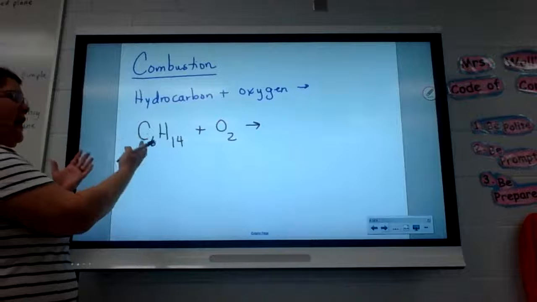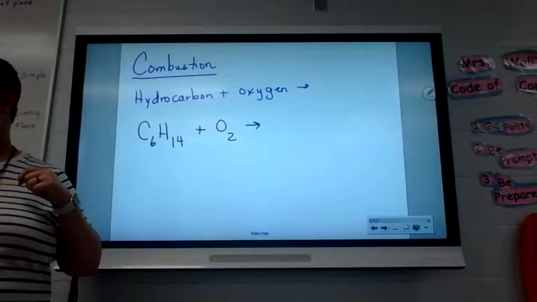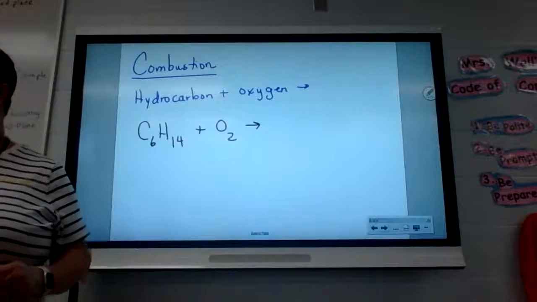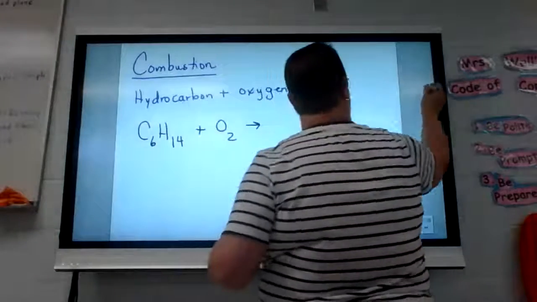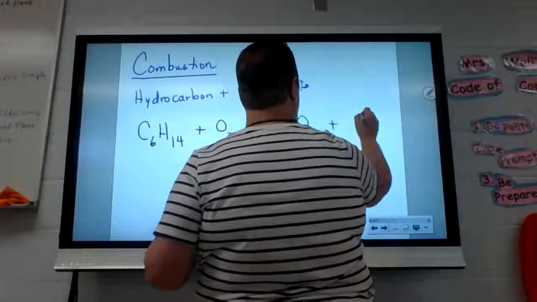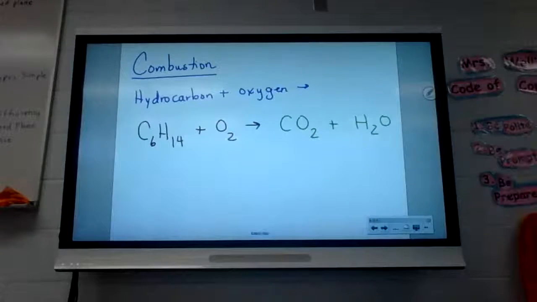So when you see a hydrocarbon plus oxygen, you should know it's what kind of reaction. Combustion. As soon as you know it's combustion, what are the two products? Water and carbon dioxide. So you write CO2 plus H2O. Or you could have written it H2O plus CO2. It doesn't matter the order. You could have written H2O plus CO2 and it would have been A-OK too. But that's the answer.